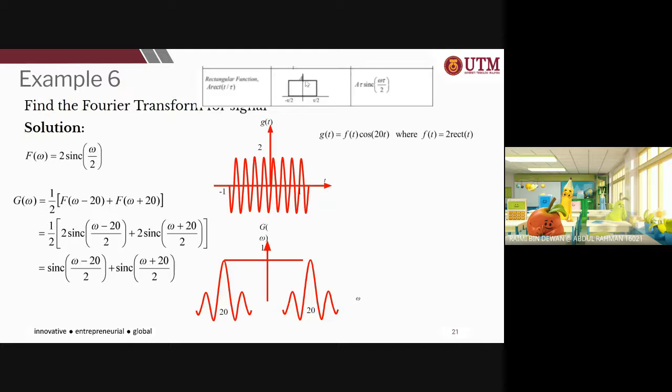Find the Fourier transform for the signal g(t) = f(t) cos 20t, where f(t) is rect t. You see the signal g(t). We should have a continuous cosine signal. Why do you think we only have the cosine signal from -1 to 1 in the time range? Why is it not continuous, because cos is continuous?